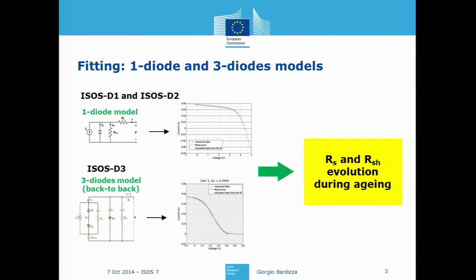So we couldn't use the one diode model, and looking in the literature, we found this other, let's say, strange model where 2 diodes are facing back to back. Using this model, we managed to fit this S-shaped curve, and we believe we managed to get some reasonable numbers from this fitting process.